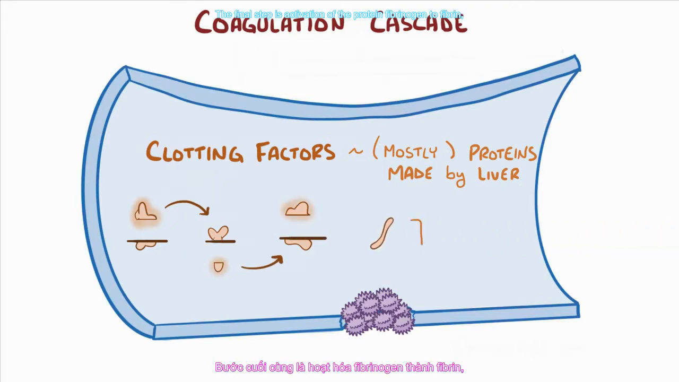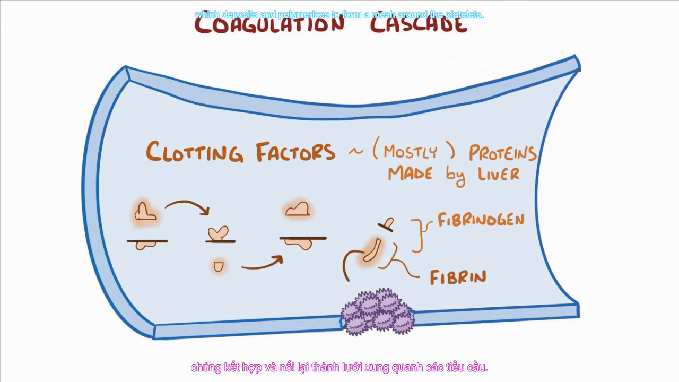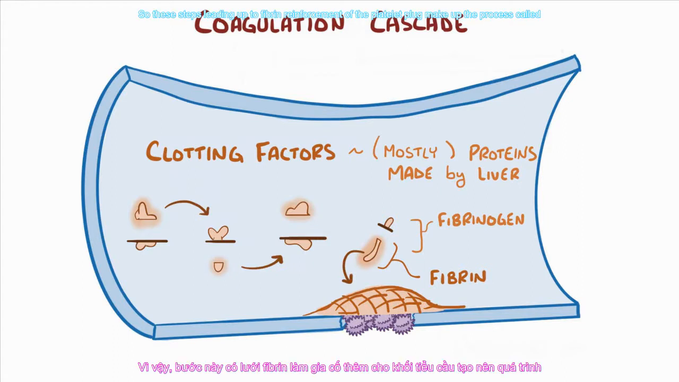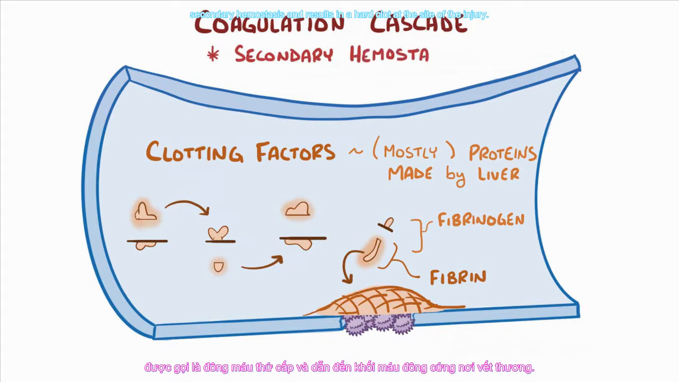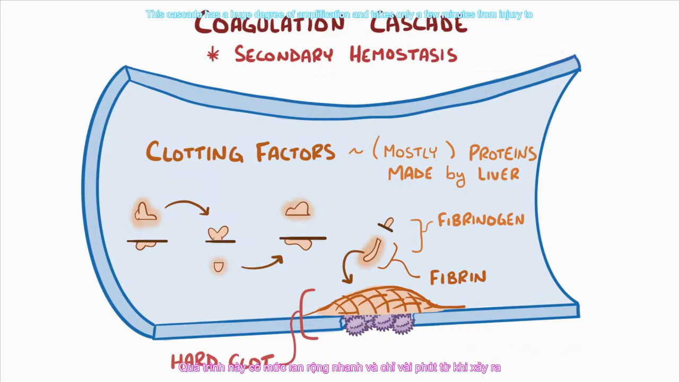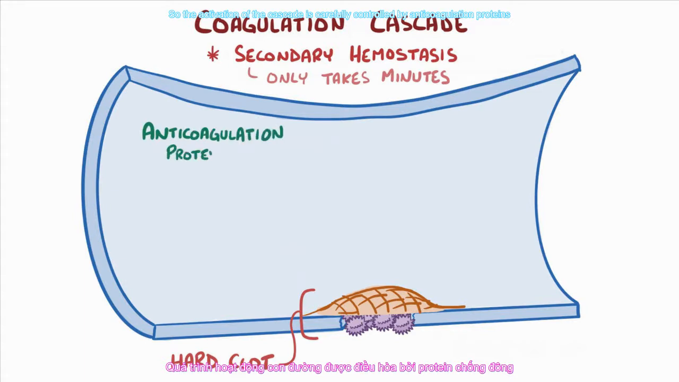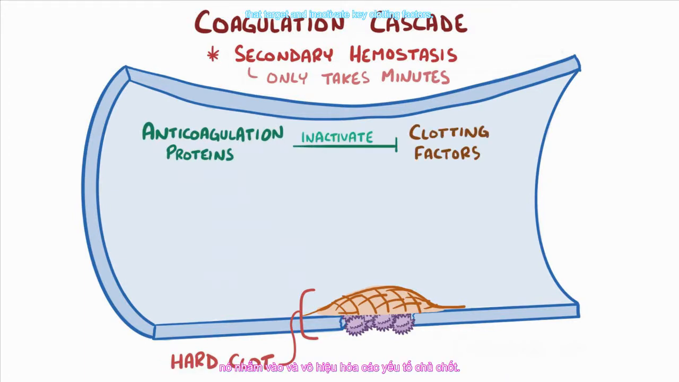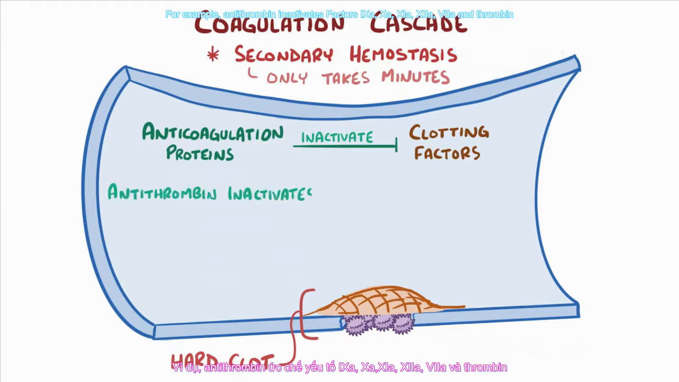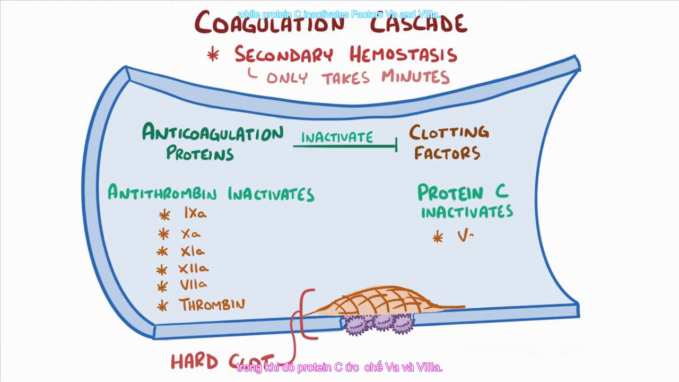The final step is activation of the protein fibrinogen to fibrin, which deposits and polymerizes to form a mesh around the platelets. So these steps leading up to the fibrin reinforcement of the platelet plug make up the process called secondary hemostasis, and result in a hard clot at the site of the injury. This cascade has a huge degree of amplification, and takes only a few minutes from injury to clot formation. So the activation of the cascade is carefully controlled by anticoagulation proteins that target and inactivate key clotting factors. For example, antithrombin inactivates factors 9A, 10A, 11A, 12A, 7A, and thrombin, while protein C inactivates factors 5A and 8A.